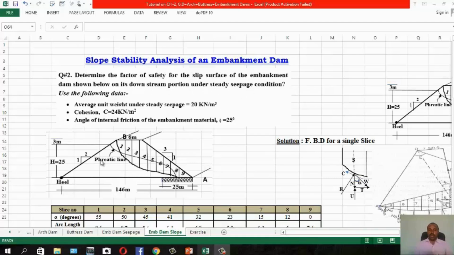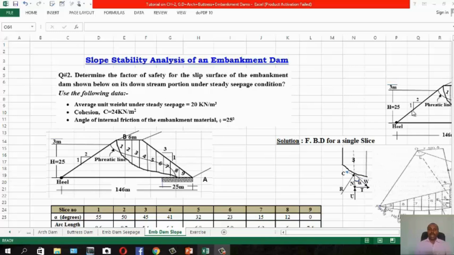So when seepage is continuously flowing, which is a steady seepage condition, then what will be the stability analysis? So we will see factor of safety against collapsing. Use the following data. You have data, average unit weight of soil under steady seepage, 20 kN/m³, and unit cohesion or shearing resistance 24 kN/m². Angle of internal friction of embankment material, phi, is 25 degrees.